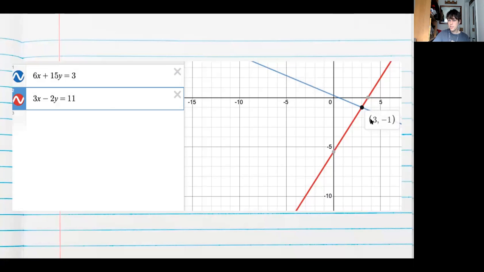Awesome, graphically checked. That is the intersection point, 3, -1. You can always use Desmos to help check, but I do want you to make sure that you solve these equations using the algebra. The algebra is important.